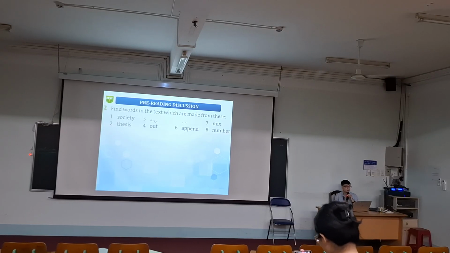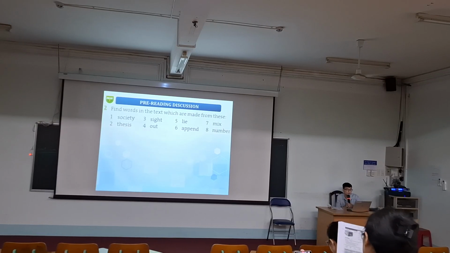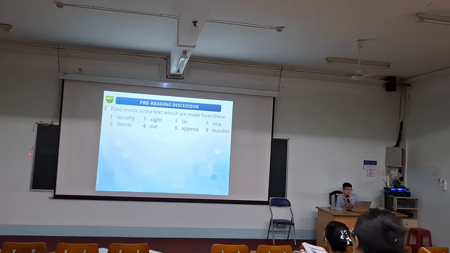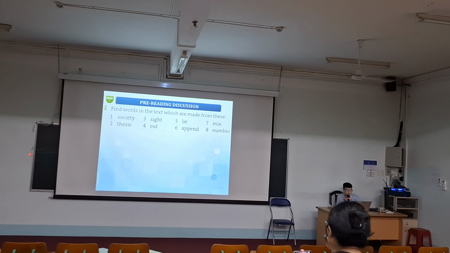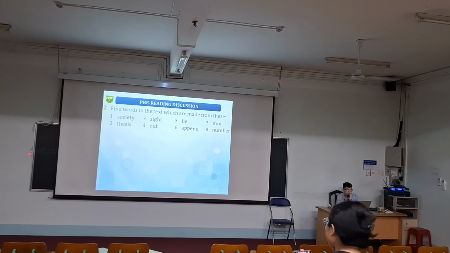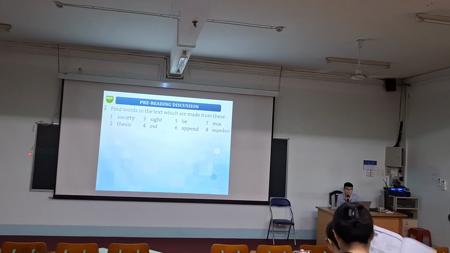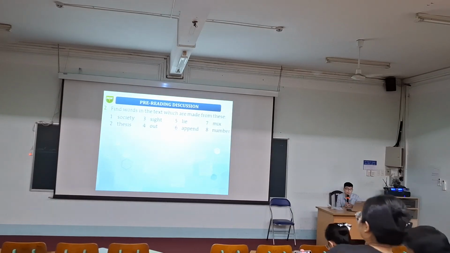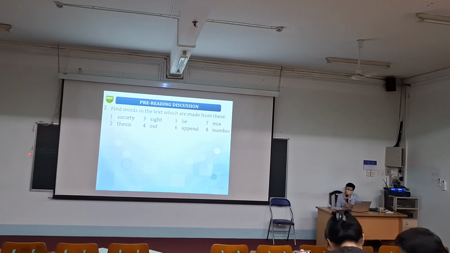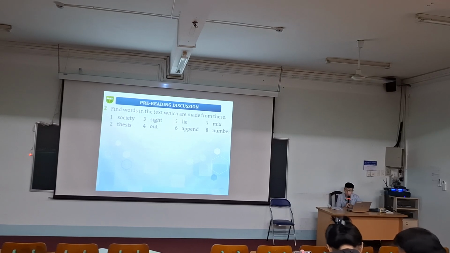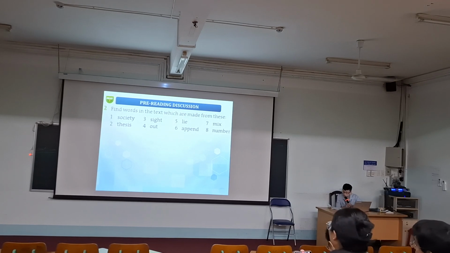Ở bài này thì được yêu cầu là find five words in the text which are made from these. Mình sẽ tìm từ trong bài đọc mà liên quan đến các từ đã cho. Thì thử tìm nha. Number 1, society. Làm bài này thì mình sẽ luyện kỹ năng scanning. Scanning nghĩa là mình đọc, tìm từ khóa đó mà quét ra. Society. Bây giờ thì mình sẽ gợi ý nha.